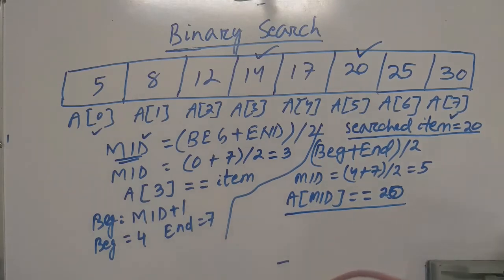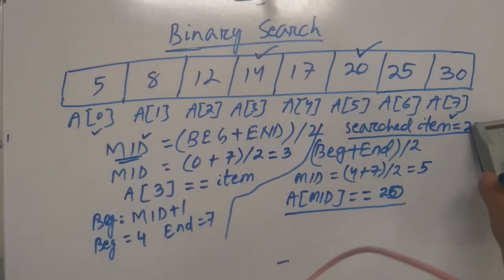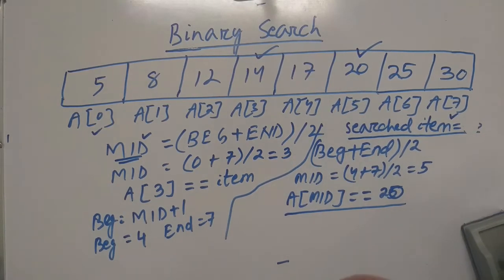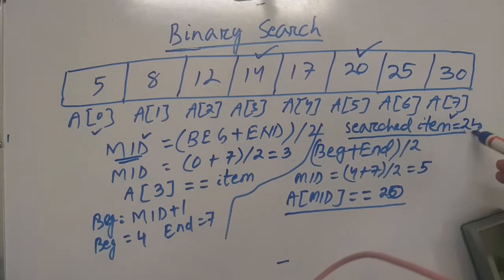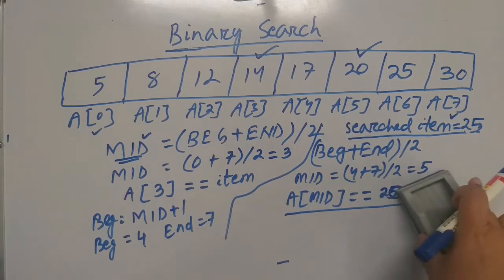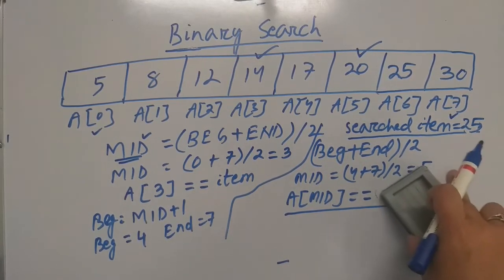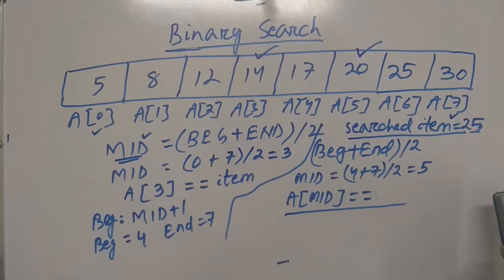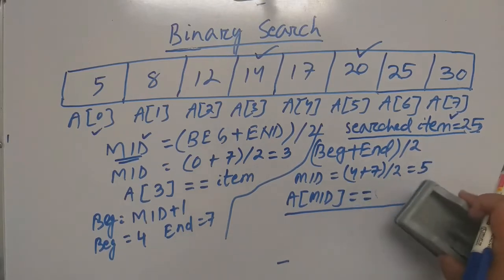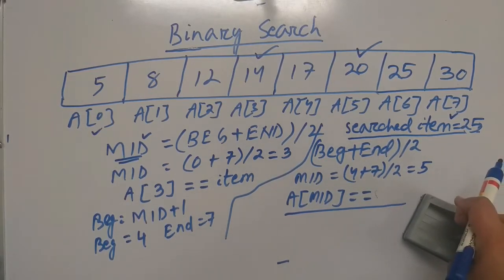And suppose this is not your 20, suppose it is 25. So what are you doing? Now the mid position element is not equal to 25. It is equal to 20, not equal to 25. But here, what value are we getting? The mid position element is less than 25.